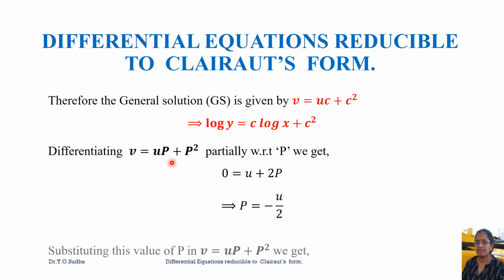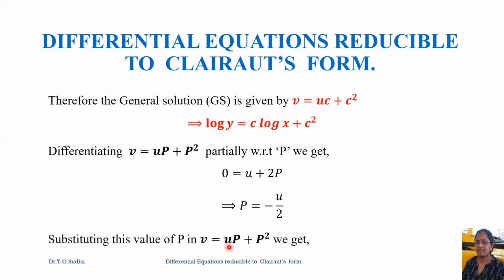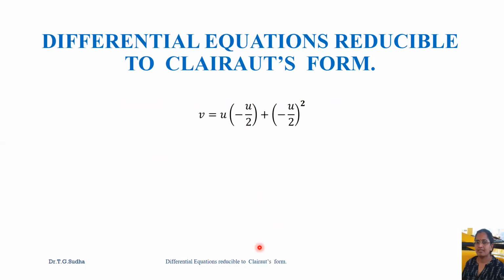Substitute this value of P in this equation. So we get v equal to uP plus P square. Now let us substitute P equal to minus u by 2 in this equation. So we get v is equal to u into minus u by 2, that is capital P, plus minus u by 2 whole square, that is capital P square. Let us simplify this. You get minus u square by 2 plus u square by 4. So that gives us v is equal to minus u square by 4.